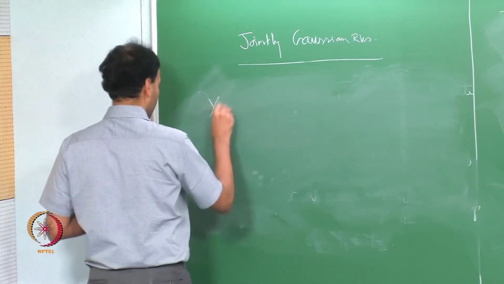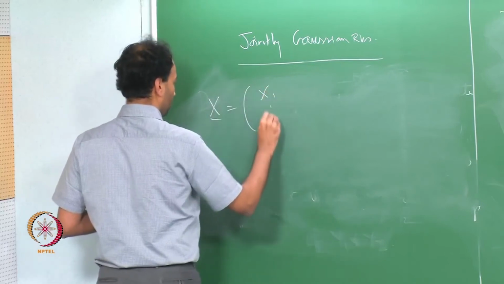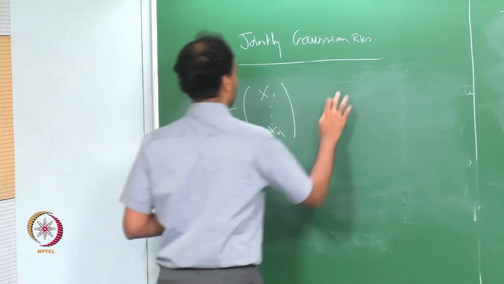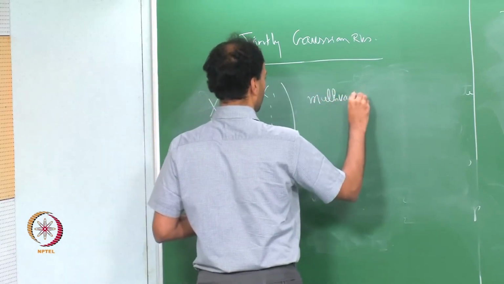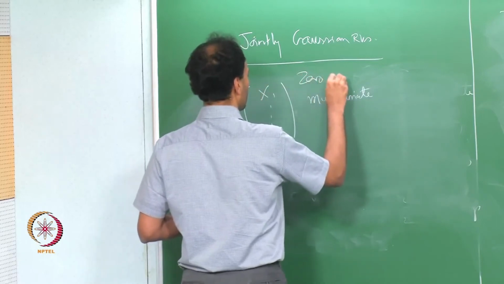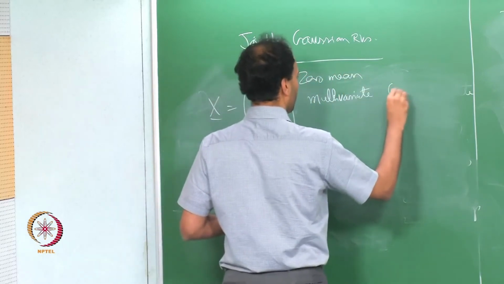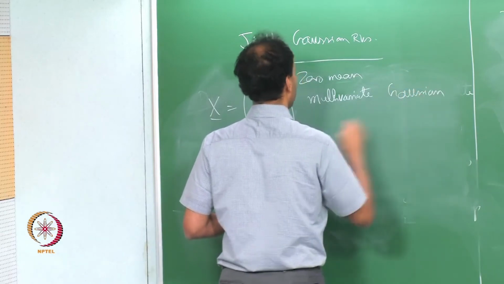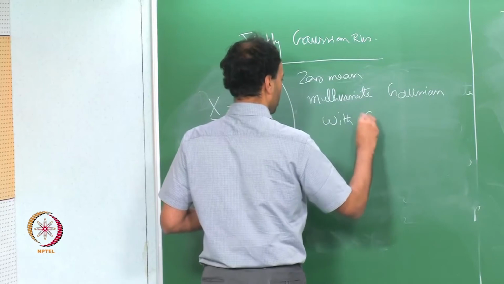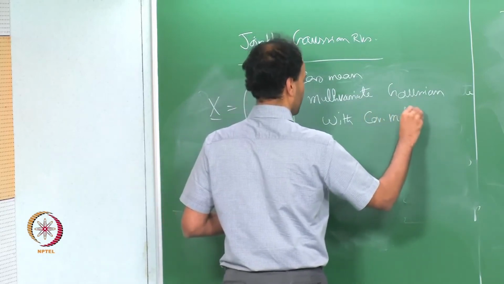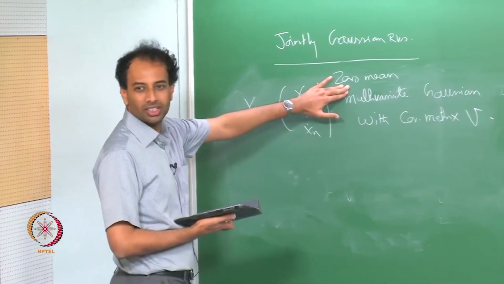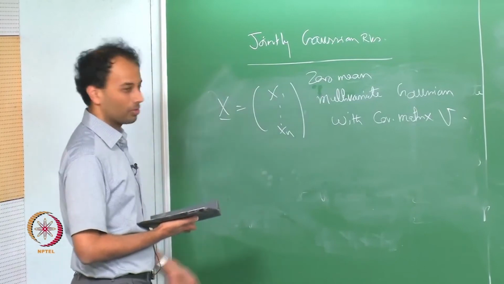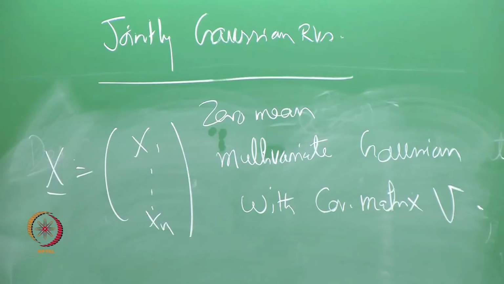So, if we have x equal to x1 dot dot dot xn, let us say this is a 0 mean multivariate Gaussian with covariance matrix V, okay. So, I am just throwing out the means because means are just a headache, right. If they have non-zero means, you can just subtract the mean vector out, okay.